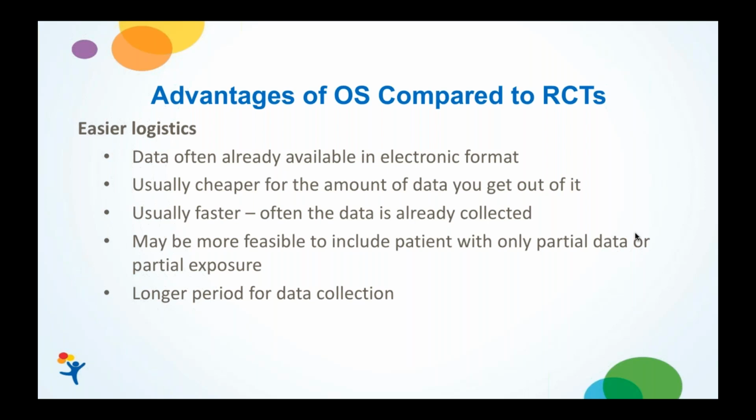Can usually be faster because the data is already collected. And it may be more feasible to include patients with only partial data or partial exposure, as opposed to in an RCT where you might have to eliminate those people. And then we talked about the longer period for data collection. So those are some of the advantages in terms of logistics and just sort of like the scientific application of observational studies compared to RCTs.